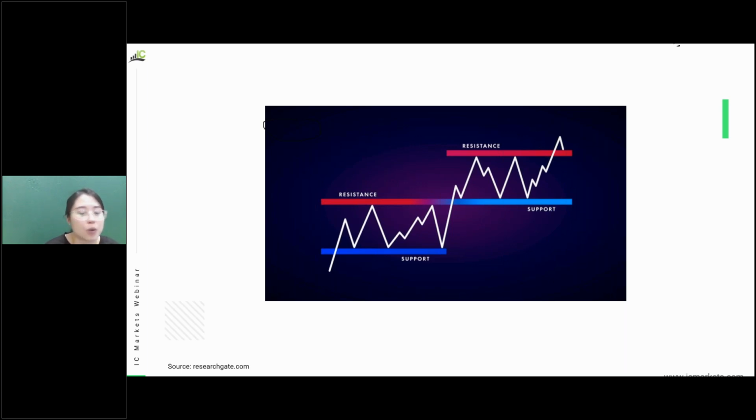Did you stop using Ichimoku? Nope, I will never stop using Ichimoku. Ichimoku is in my other one.